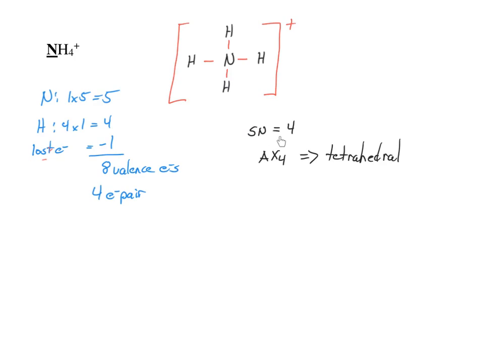We see our steric number is 4 because there's 4 regions of electron density around the center atom. Each of these regions is a bonding region, so it's of molecule type AX4, corresponding to a tetrahedral molecular geometry.